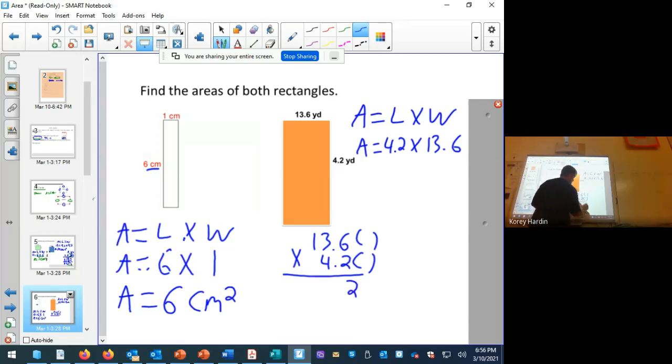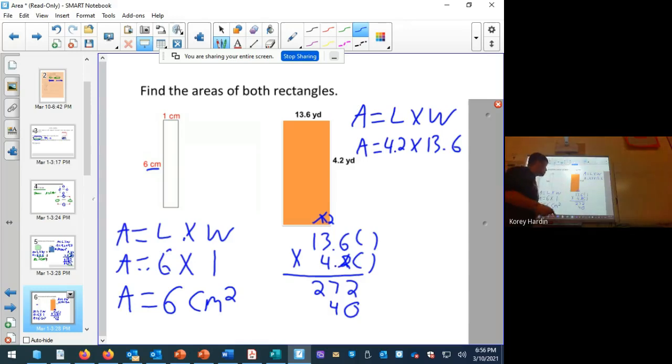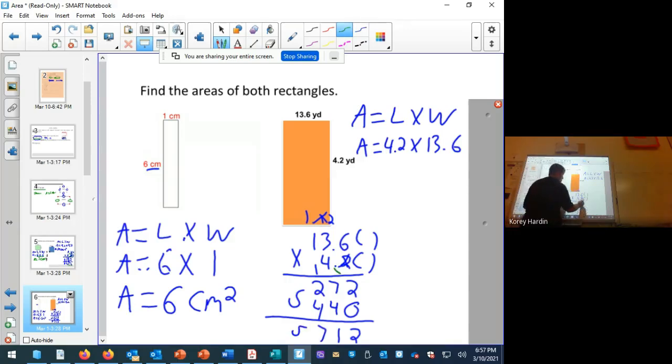So 2 times 6 is 12. Carry the 1. 2 times 3 is 6, plus 1 more is 7. And then 2 times 1 is 2. All right, so that out, placeholder 0. 4 times 6 is 24. Carry the 2. 4 times 3 is 12, plus 2 is going to be 14. Carry the 1. And then 4 times 1 is 4, plus 1 more is 5. So when I add all those together, I get 2. 4 plus 7 is 11. Carry the 1. 2 plus 4 is 6, plus 1 more is 7. And then bring down the 5. But move the decimal out once, move the decimal out once, move it back in twice. So 57.12.